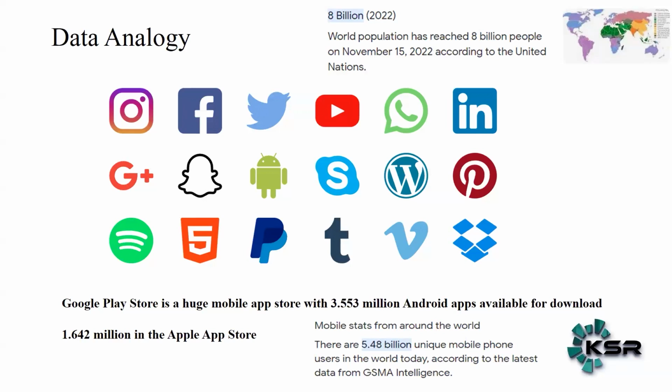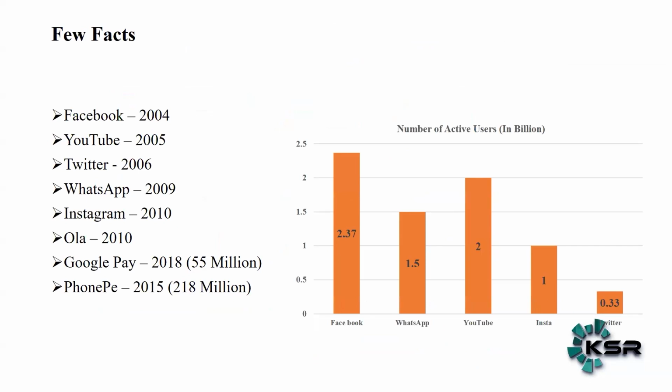Now, forget about all this. The most widely used applications, Facebook, YouTube, Twitter, WhatsApp, Instagram, Ola, all came into the market in the last 15, 20 years. We are in 2025 now. 20 years back, we got YouTube, right? 15 years back, we got WhatsApp. 14 years back, we got Instagram. 7 years back, we got Google Pay and PhonePe, which today are among the most widely used to transfer money.